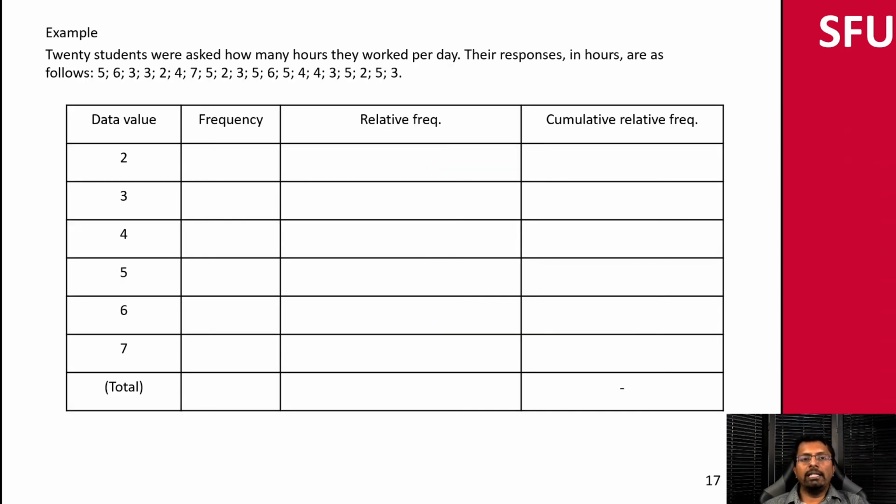We can look at a very simple example here. 20 students were asked how many hours they work per day, and these are the responses listed below, and then we can calculate all of these. You have the numbers 5, 6, 3, 3, and so on. You can read that, and then you can pause this video and complete this table now.